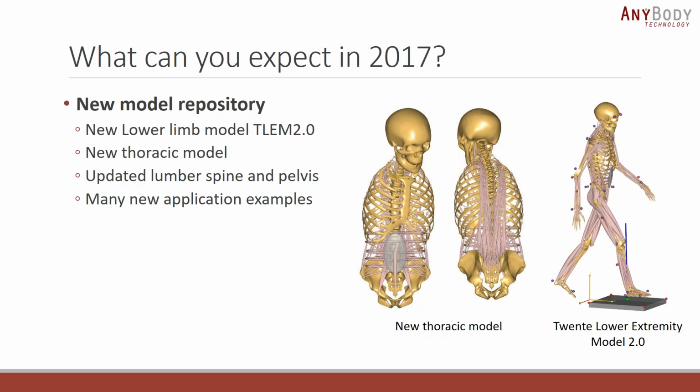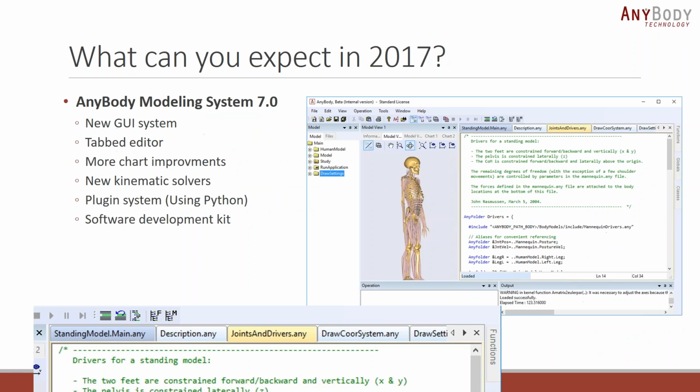And in the model repository, there will be a new lower limb model based on the lower extremity model version 2.0, which is part of the TLEM Safe project, an output from that. There's also going to be a new thoracic model, which has been implemented. There will be an updated lumbar spine and pelvis geometry and pelvis model. And there will be a lot of new examples in this updated repository.